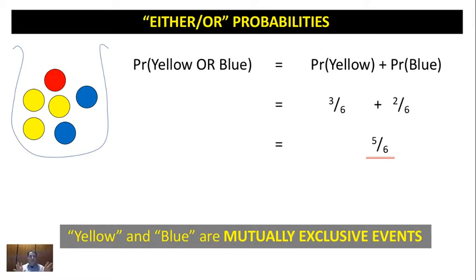Yellow and blue are mutually exclusive events because there's no possible overlap between yellow and blue. You can't pick out a ball that is simultaneously yellow and also blue. So there's no overlap, they're mutually exclusive. But sometimes we have to deal with situations with non-mutually exclusive events.